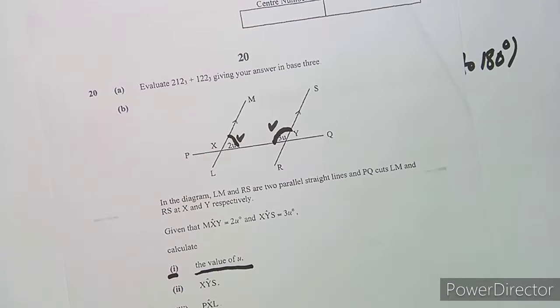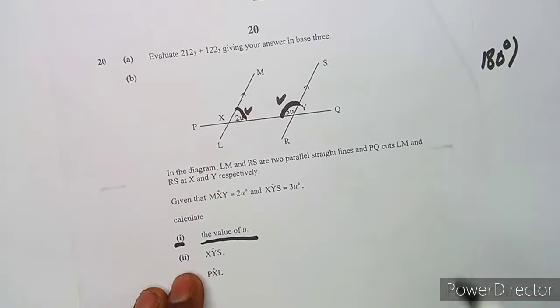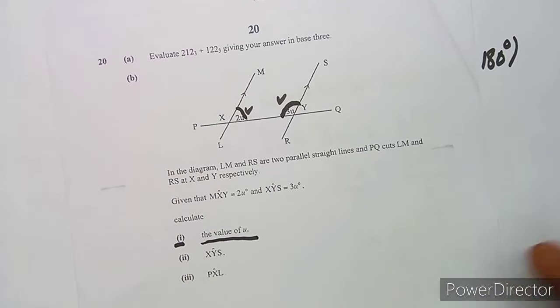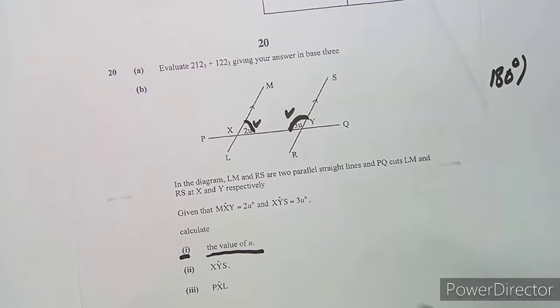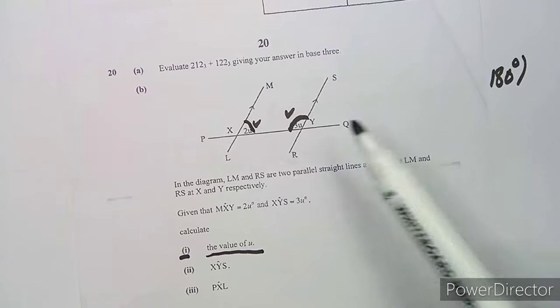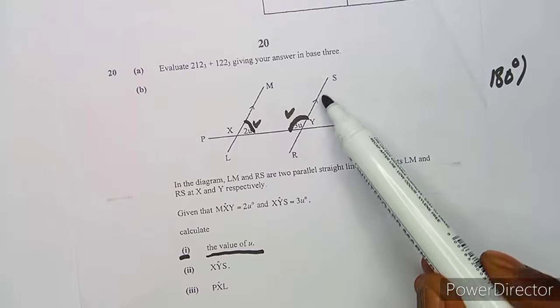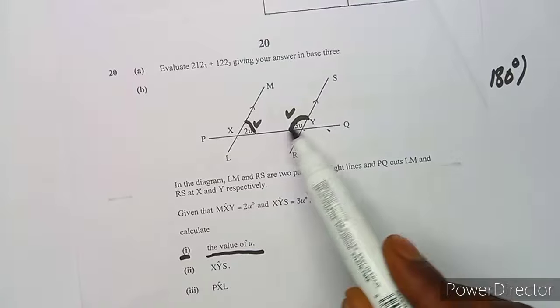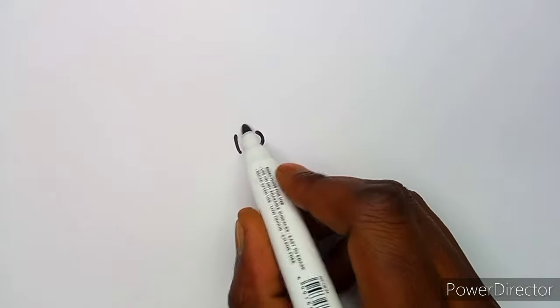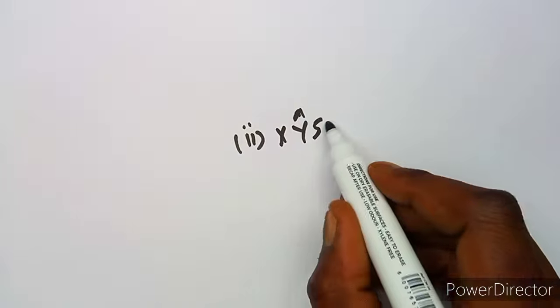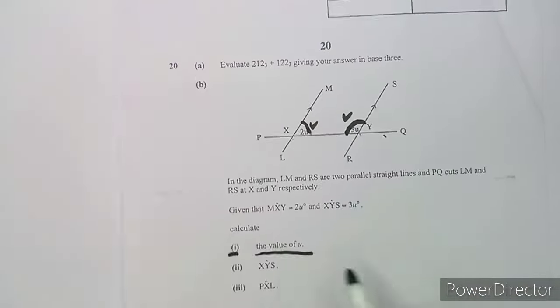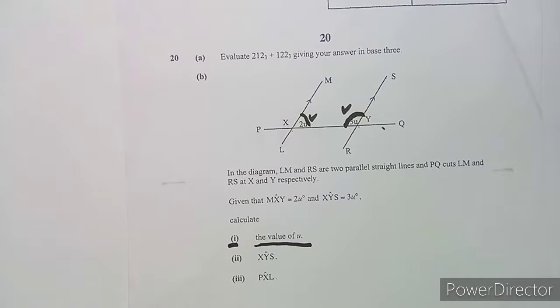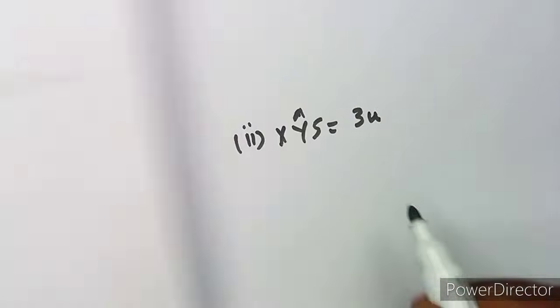Okay, that's the case. And we move on to item 2, which is XYS. This is XY. Okay, this one XYS, which is this 3u that you had. So we know that our XYS is equivalent to 3u in terms of u, but we must find the numerical value because we are not told to leave your answer in terms of u, and we already obtained the value of u. So you simply need to substitute that u that you obtained.